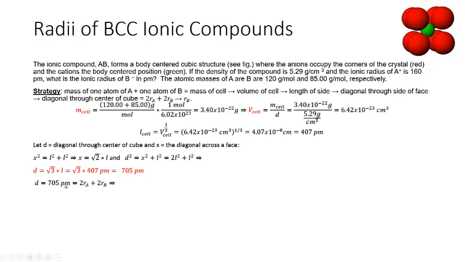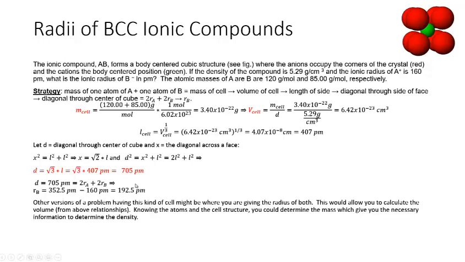Now we go back up to what we said up here, that this diagonal, which is 705 as we calculated, is equal to 2 times the radius of A plus 2 times the radius of B. You can do very simple math: divide both sides by 2, and you get 352.5. Now we can put in the radius of A, which was 160, and bring that over to the left side, so the radius of B must be the difference between these two, which is 192.5, and you're done. Picometers, of course. And that's the end of your problem.